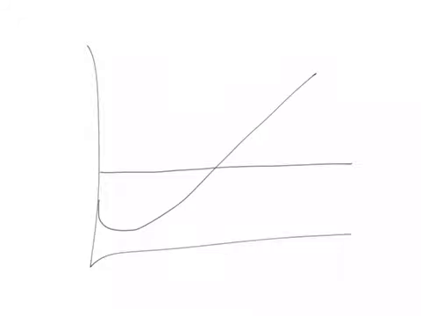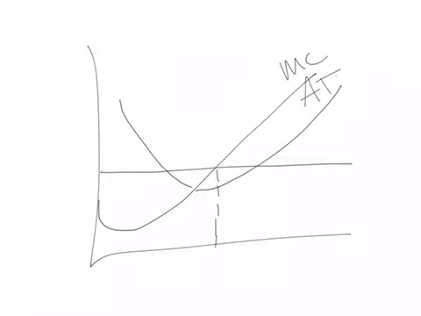Now to start finding profit, we're going to dot down from the profit maximizing point, which is where the marginal cost curve crosses the Mr. D line. And to clarify which curves are which, I'm going to label them: marginal cost curve, average total cost, and then Mr. D.